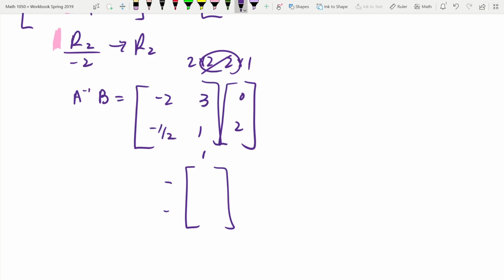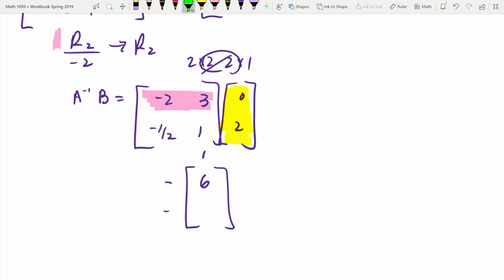Don't let the 1/2 freak you out. We're going to be fine. I'm going to take this row right there and this column right there. Remember the 3 that's in pink comes down. So negative 2 times 0 is a 0. 3 times 2 is 6. 0 and 6 gives me 6.